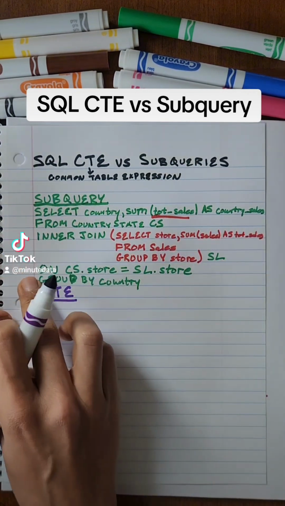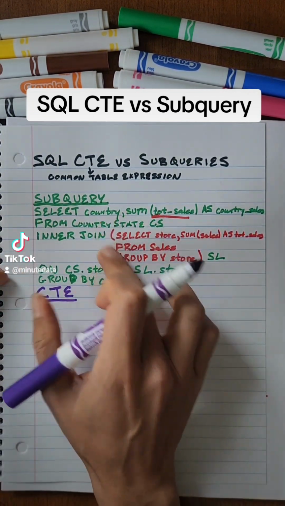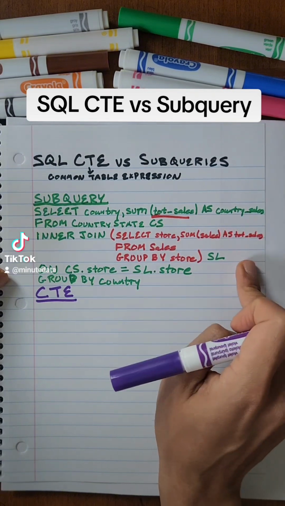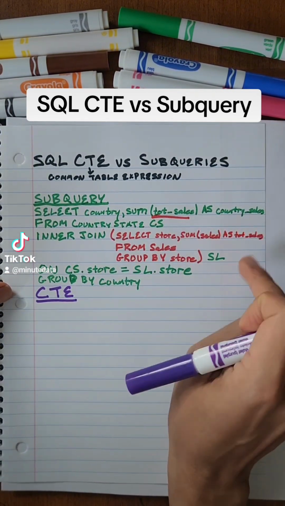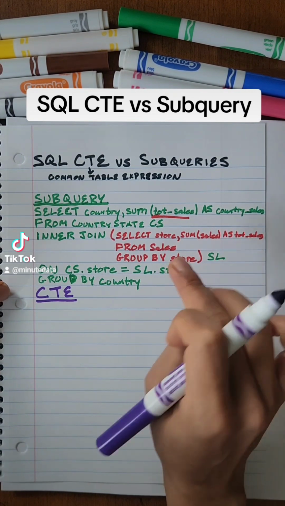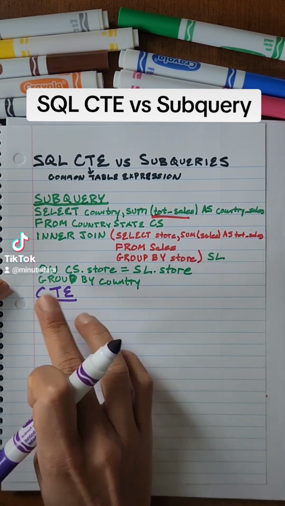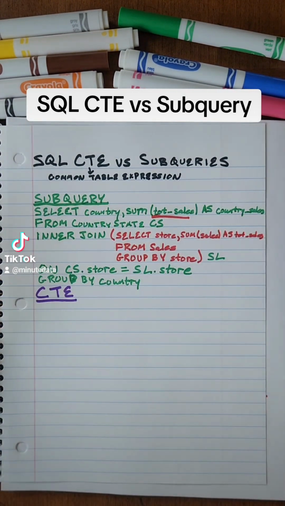So this is a subquery. Absolutely nothing wrong with it, but it gets messy when you have this extra query, which could potentially be quite long, kind of tucked away as part of the main query. So as a cleaner version of doing this, we can turn to CTEs, which is common table expression.